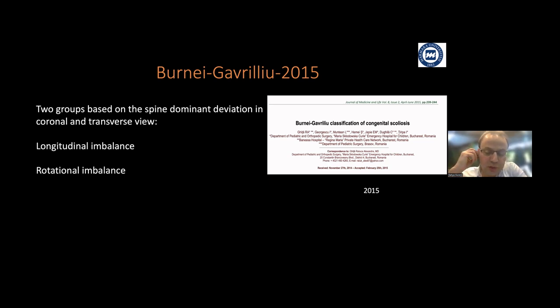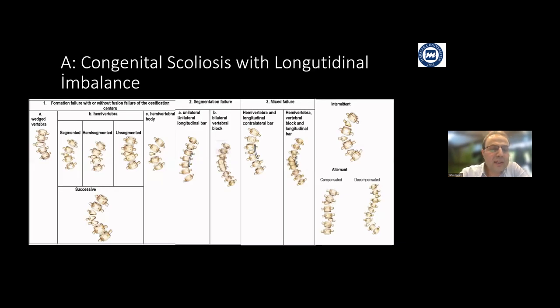Older classifications didn't look at the rotational imbalance. This is the difference between the Borneo-Gavrilli classifications, and they divide into two main categories. One of them is longitudinal congenital scoliosis with longitudinal imbalance. For example, we discussed this in another classification.